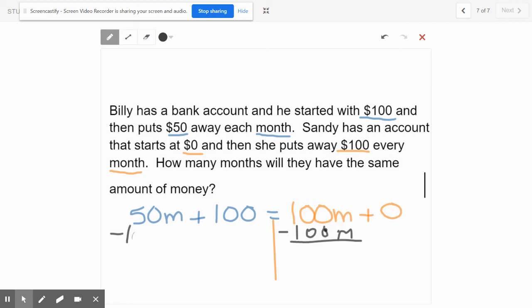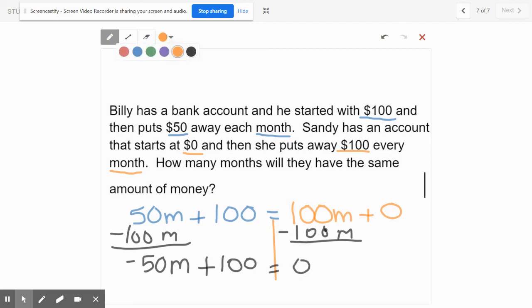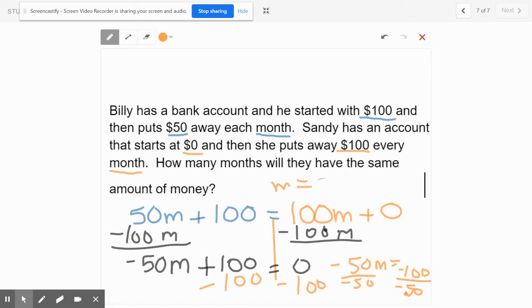That cancels out, but move the 100m over here. Now that becomes negative 50m plus 100. All right, then move your 100 over. You're going to get negative 50m equals negative 100. Divide negative 50 and negative 100, two negatives, m equals 2. That was a tough one. But again, I want to make sure you've seen this before the benchmark happens. I want you to be able to see what's going on in these problems, because you may see them again even in Unit 3 after winter break. Okay?